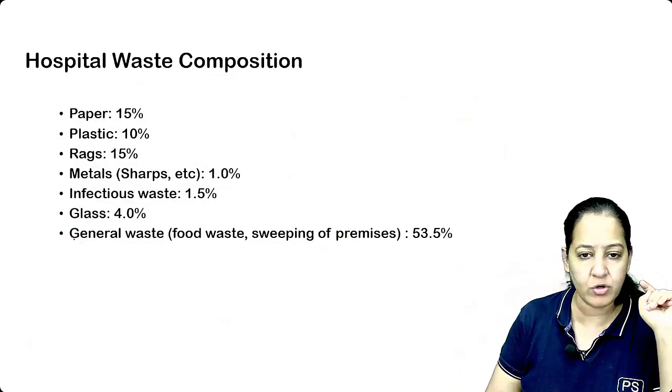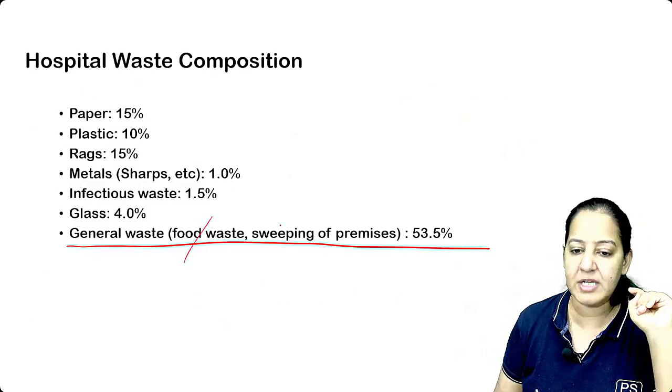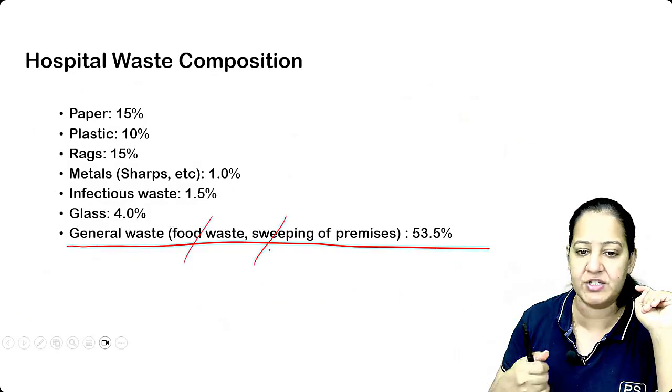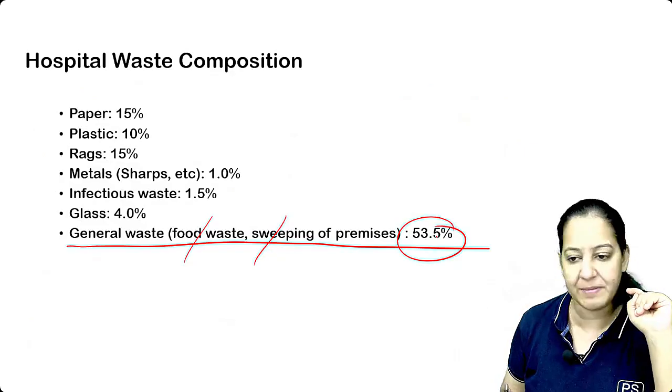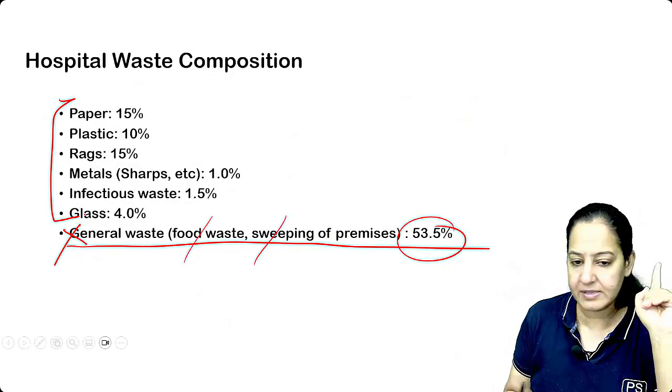Now in a hospital waste, please divide it percentage wise. Maximum waste is not biomedical waste. It is simple, general waste. It contains food waste and sweeping waste. Maximum, 53%, is that. This is not biomedical waste. The rest will be biomedical waste.